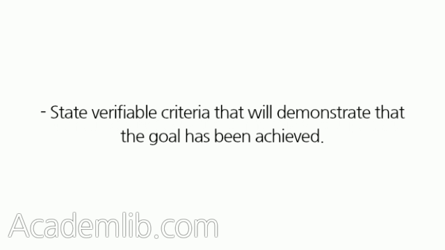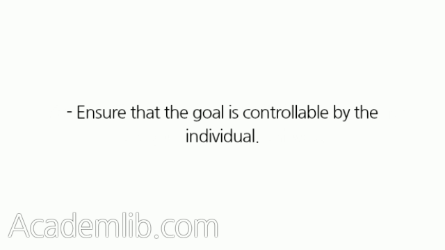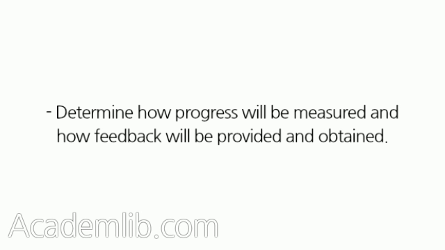Identify costs: dollars, time, materials, equipment. State verifiable criteria that will demonstrate that the goal has been achieved. Ensure that the goal is controllable by the individual. Determine the relative goal priorities. Determine how progress will be measured and how feedback will be provided and obtained.